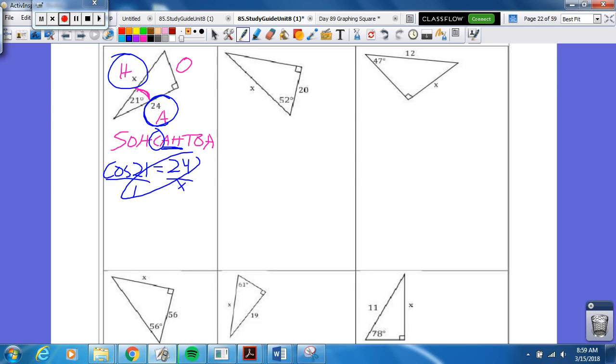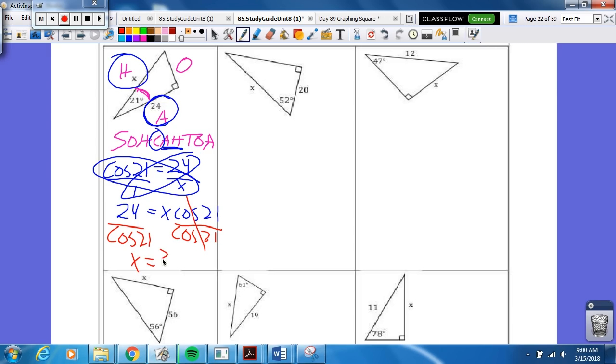So there we go, cross multiply. 24 equals x cosine 21. We're going to divide by cosine of 21 on both sides. And so I got x equals 24 over cosine 21. 24 divided by cosine 21 is 25.707, about that. And there you go. Hopefully you got that one.